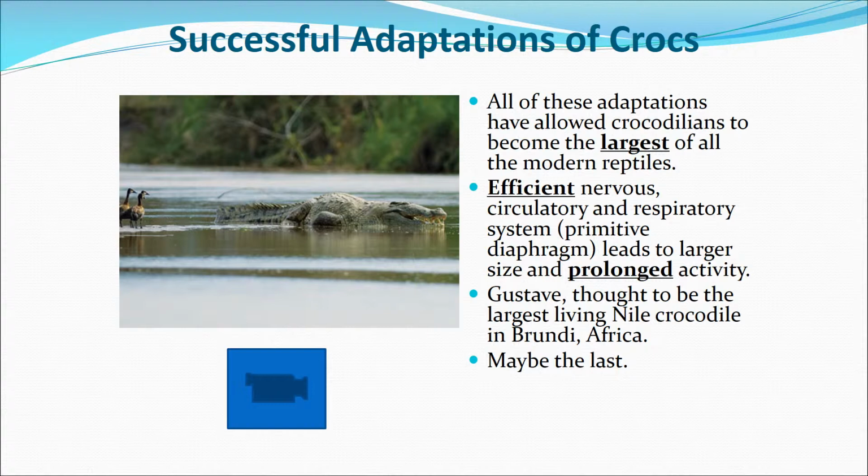Some successful adaptations of crocodiles. They are the largest of modern reptiles. They have an efficient nervous system, efficient circulatory and respiratory system, and that means that they can have prolonged periods of activity. Gustave is thought to be the largest living Nile crocodile in Burundi, Africa, maybe the last of these large species.